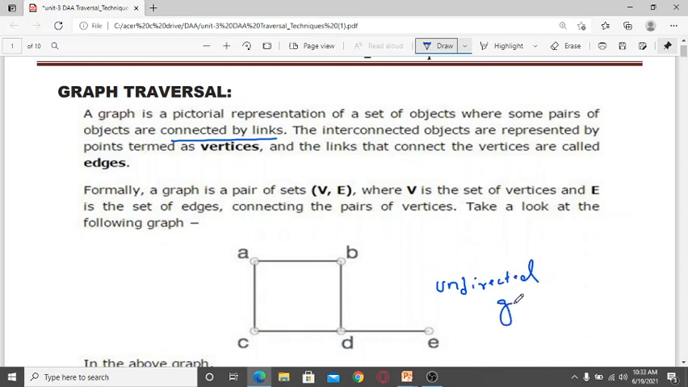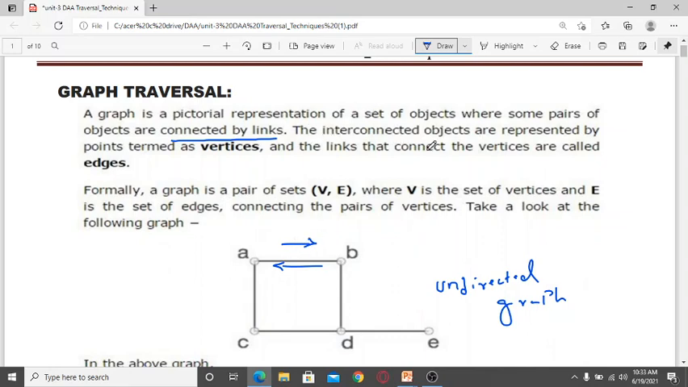Undirected graph means this is two-way. You can go from A to B, or you can go from B to A. That is an undirected graph, without any arrow. Whenever we have an arrow, it is a directed graph.